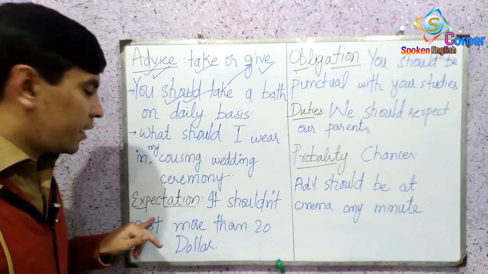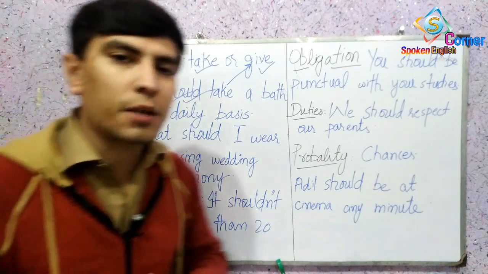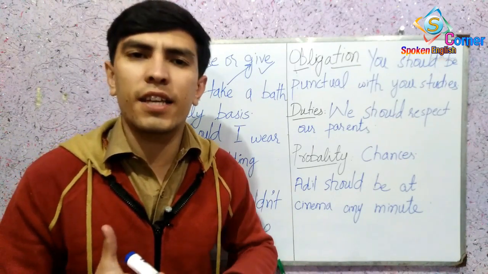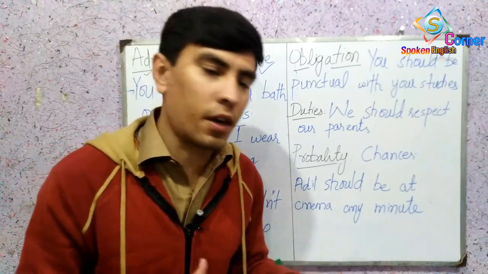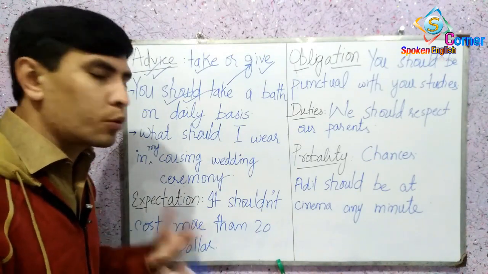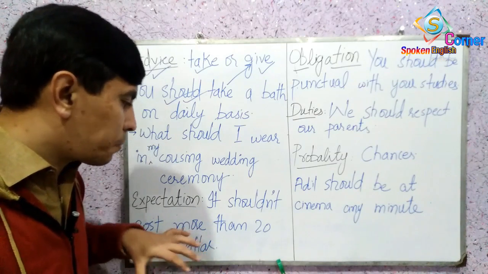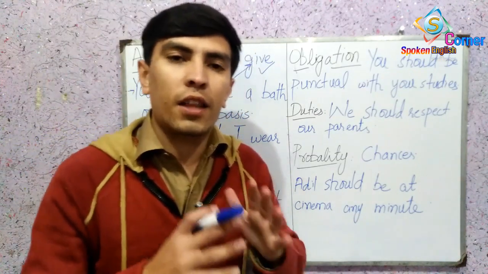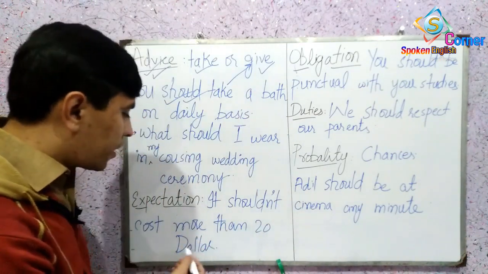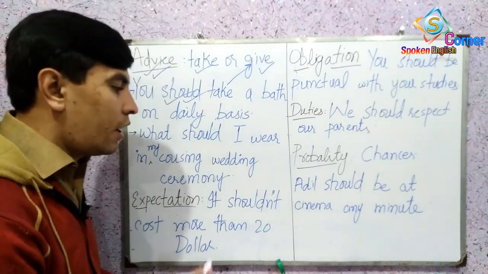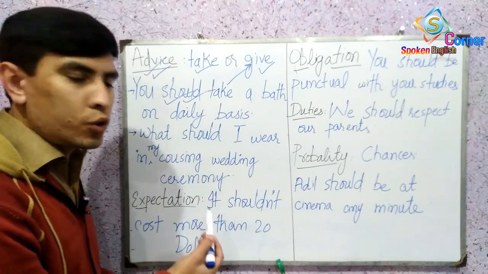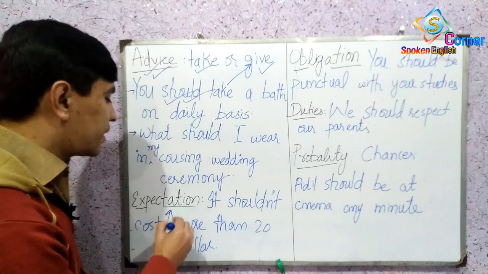Now the second one is expectation. Expectation means speculation, or when a person is guessing or thinking about something. Here in this example a person is thinking about something to purchase and he just speculates to himself: it shouldn't cost more than $20. I hope this example will clear your concept of how to use should to express expectation.